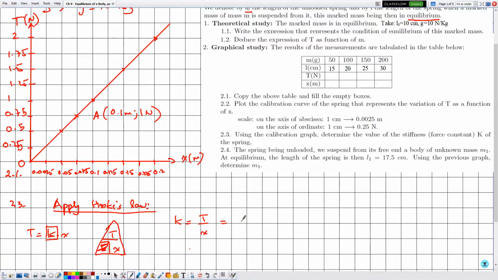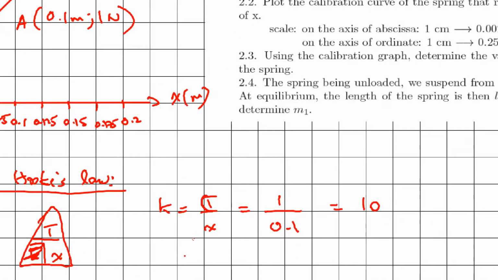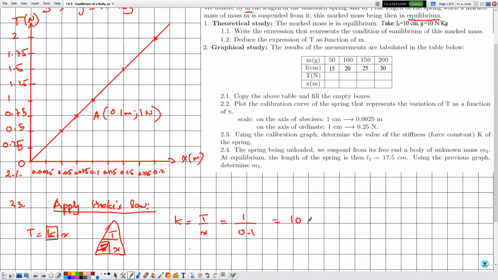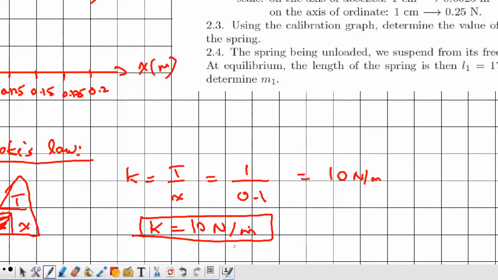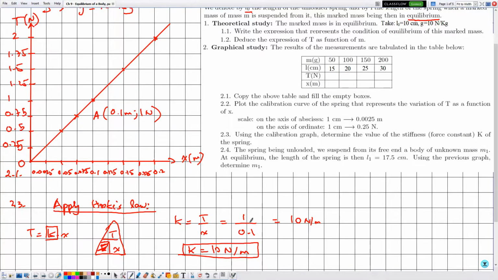So k is equal to T divided by the value of x, which is 0.1, so it's given by 10. Since both T and x are expressed in the SI, the value of k will be in the SI, which is in newtons per meter. Then k is equal to 10 newtons per meter. What does this mean? That this spring has specific stiffness. In order to elongate it or compress it by 1 meter, we need to exert a force worth of 10 newtons.